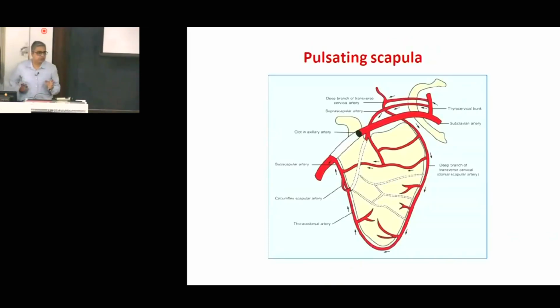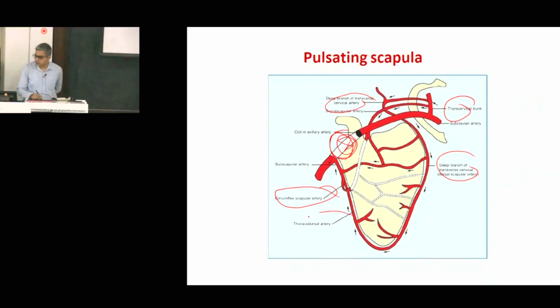Then what is pulsating scapula? Have you heard about the pulsating scapula? In case the second and third part of the axillary artery is blocked, what will happen? Alternate channels form. There is an alternate channel from the thyrocervical trunk, the deep branch of the transverse cervical artery, and there is a communication of the circumflex scapular artery and the thoracodorsal artery. So the blood will go from this direction and ultimately go into the axillary artery.